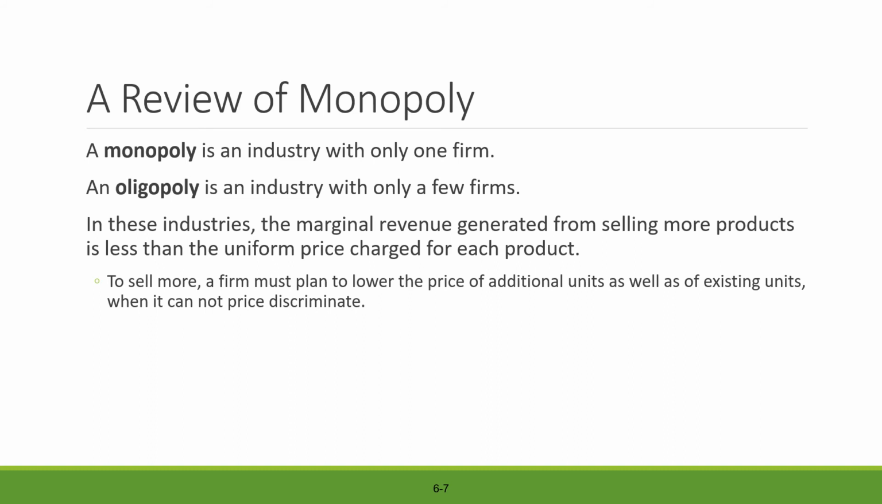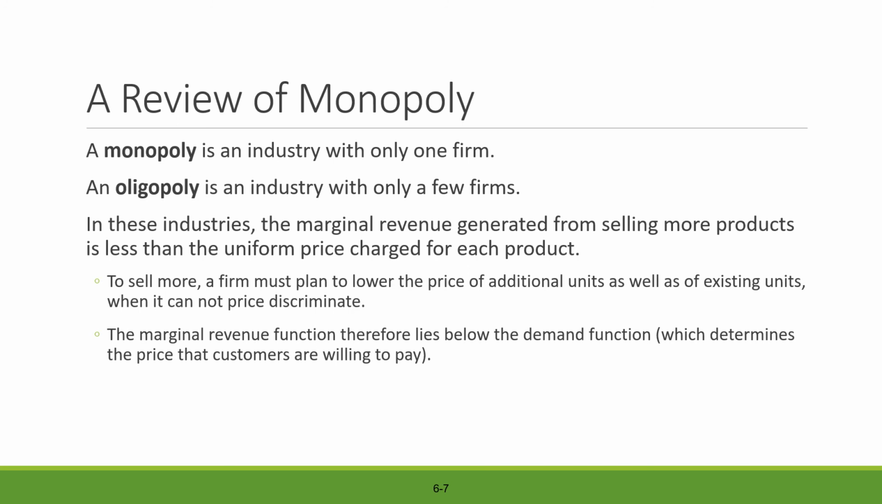So basically, the demand function does work here. A firm in monopoly does face a certain level of demand, and it has to fulfill that. The marginal revenue function therefore lies below the demand function, which determines the price that customers are willing to pay. So to understand this, we do need a graph. We can explain that with a graph.